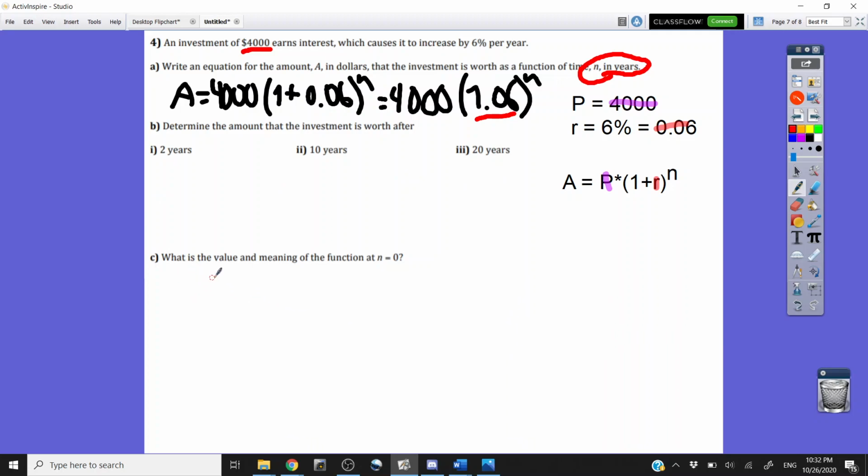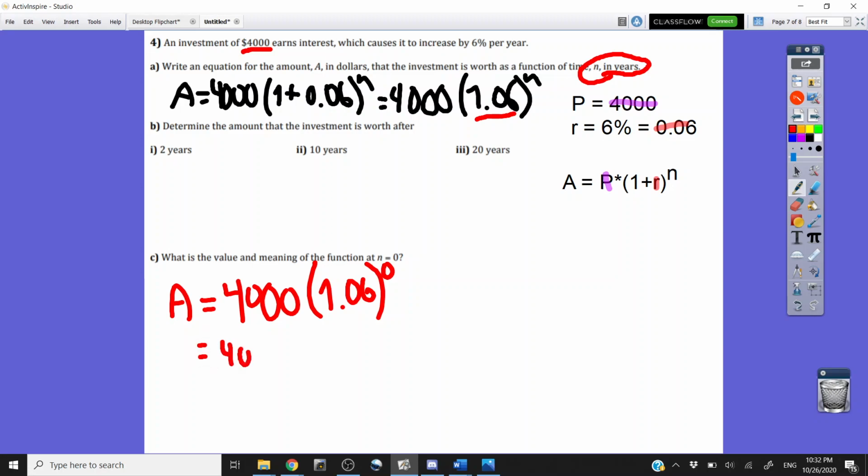And then the final question, what is the value and meaning of the function at n equals 0? So at n equals 0, we would get A is 4,000 times 1.06 to the 0 power. Go ahead and put that in your calculator and evaluate it. I'm sure in your calculator you saw that was equal to 4,000. If you had me last year, you may remember anything to the 0 power is 1. So that whole thing is saying 4,000 times 1, which makes 4,000.